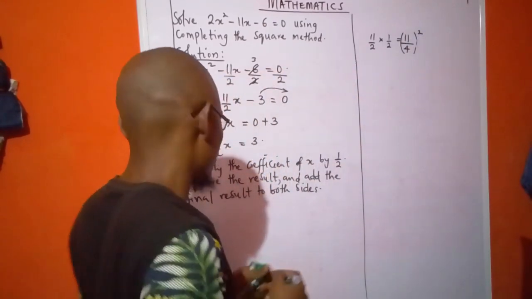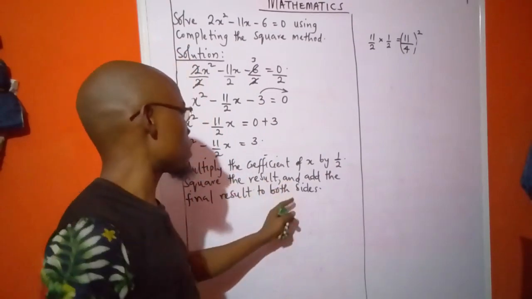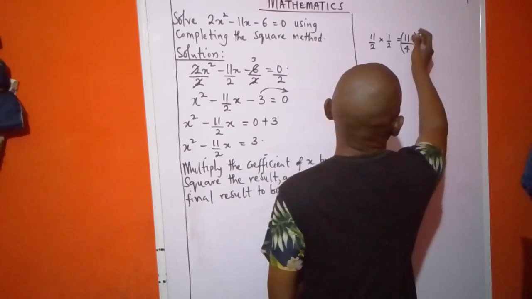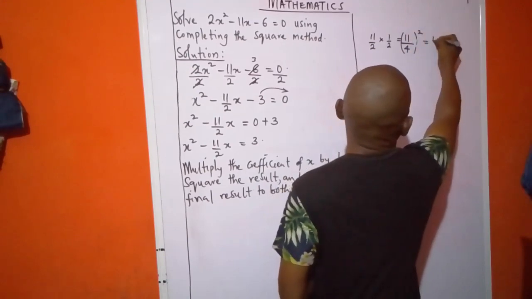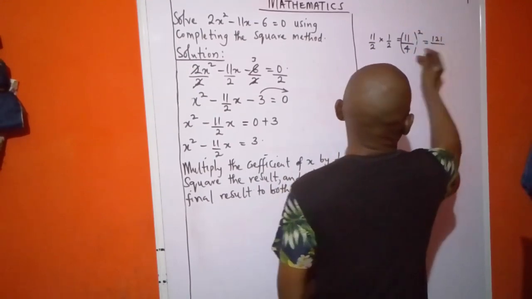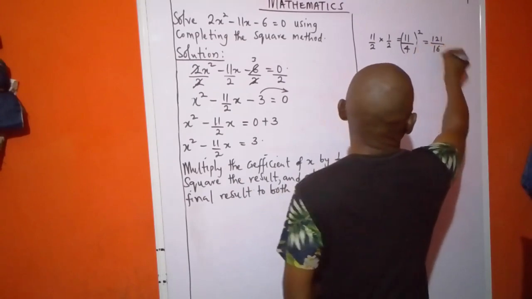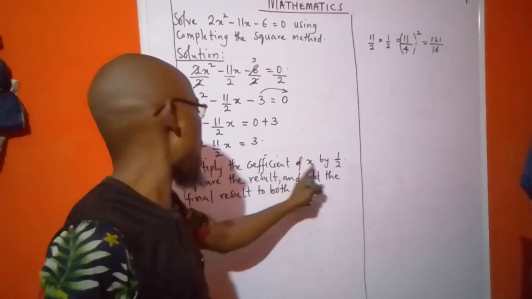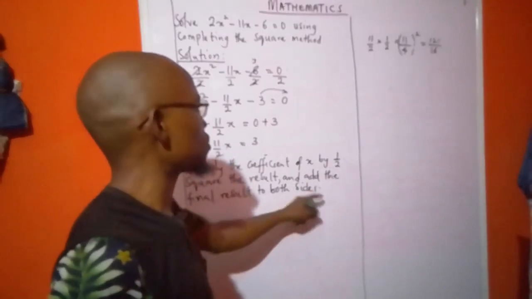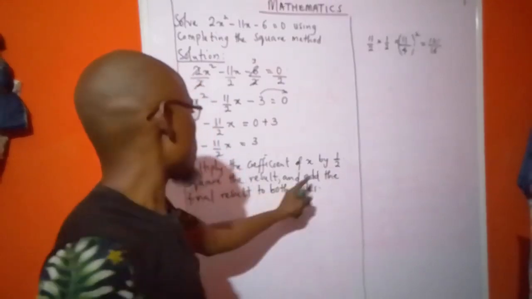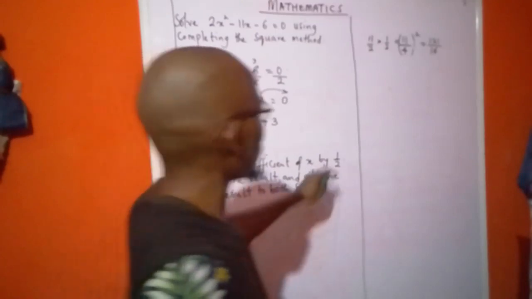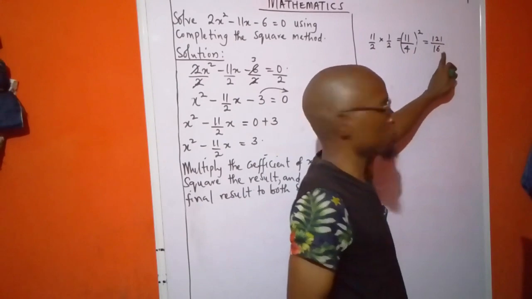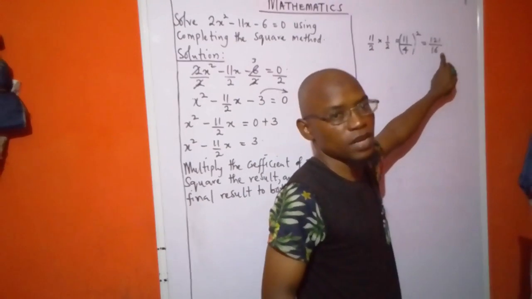We square it. So after squaring it, let's expand this bracket. 11 squared will be giving us what? 121 over 4 squared, which is what? 16. Okay, so square the result and add the final result to both sides. After we've squared, the final result we have is 121 over 16. That's the final result.